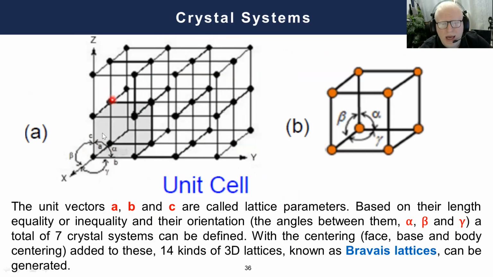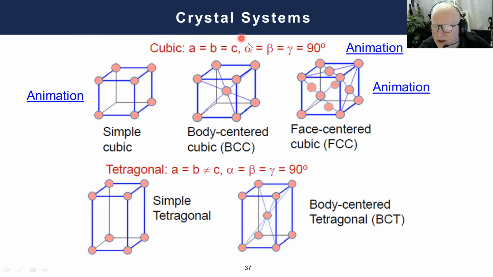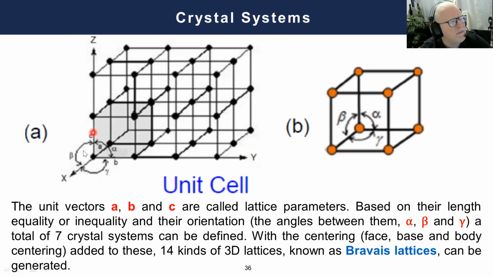That's why it's a cube. And the three angles here are 90 degrees because the cube has 90-degree angles. So alpha equals beta equals gamma equals 90. So this is a cube unit cell.